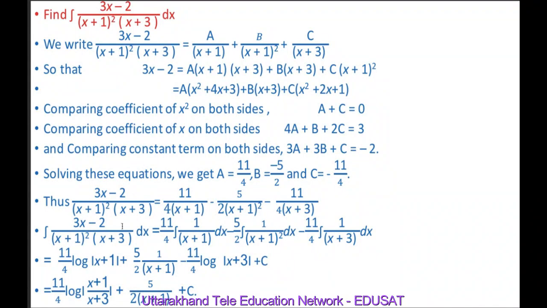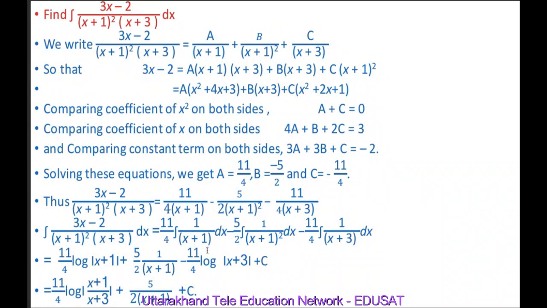So integration of 3x minus 2 upon x plus 1 whole square x plus 3 dx is equal to 11 upon 4 integration of 1 upon x plus 1 dx, minus 5 upon 2 is constant, integration 1 upon x plus 1 whole square, 11 upon 4 is constant, minus 11 upon 4, 1 upon x plus 3 dx. I have written the constant terms outside the integration sign because we are integrating with respect to x. Inside here we have 1 upon x plus 1, here we have 1 upon x plus 1 whole square, we have 1 upon x plus 3. We know how to integrate it.